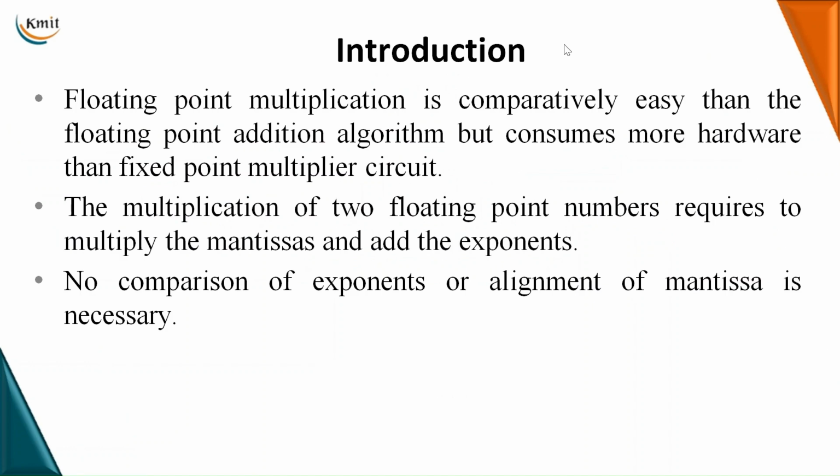Moreover, the multiplication of two floating point numbers requires you to multiply the mantissa part of your data and then add the exponents. In this particular algorithm, you don't require any comparison of the exponents or alignment of mantissas, like how we have done in the case of addition and subtraction. The only thing we have to do is multiply the mantissa part of your floating point data and add the exponent part to get the product of your floating point multiplication.